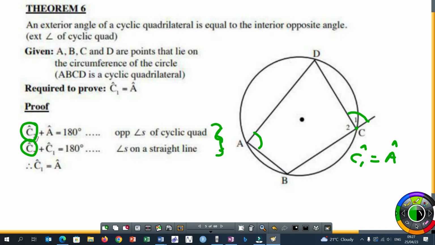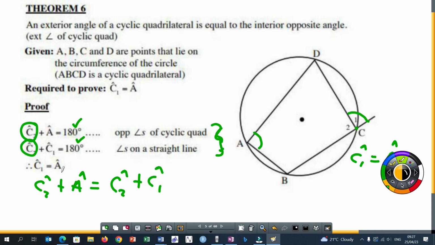Okay, just to emphasize what I'm saying here. Since the right-hand sides are equal of those two equations, therefore the left-hand sides are equal. So C2 plus angle A will be equal to C2 plus angle C1. Now, you can take C2 to either side. So this C2 is cancelled out, and you end up having angle A equal to C1. So an exterior angle of any cyclic quadrilateral is always equal to an interior opposite angle.